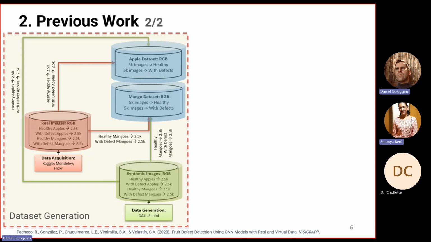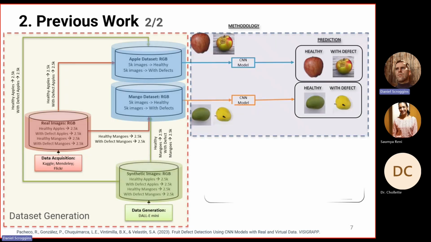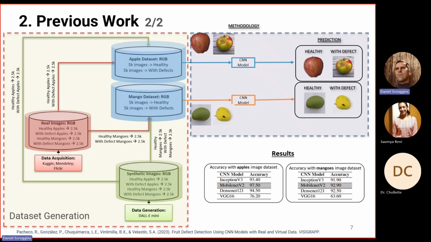Then the single architecture was used in this previous work. This was used to train the CNN models. In that case, we used Inception V3, MobileNet V2, DenseNet 121, and VGG 16.